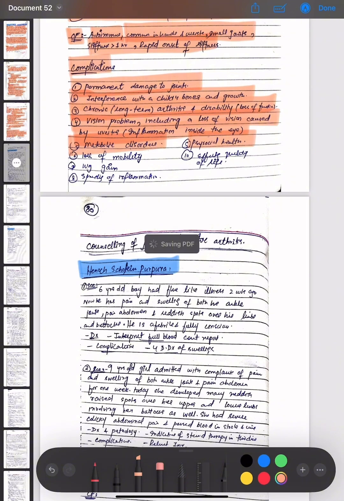So we have discussed the case of juvenile idiopathic arthritis, where there is a history of swelling in multiple joints, and this disease is affecting the normal life of the patient.